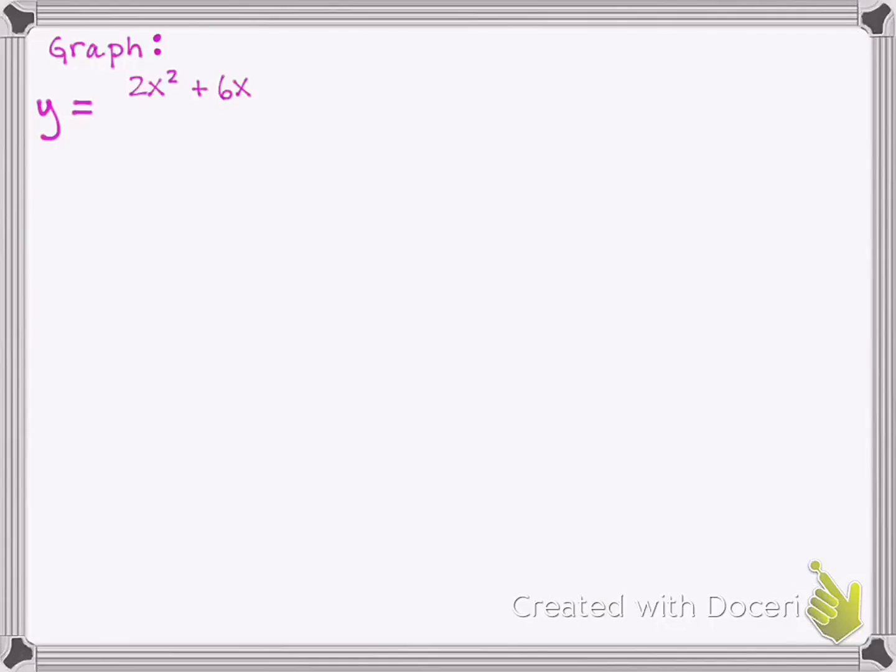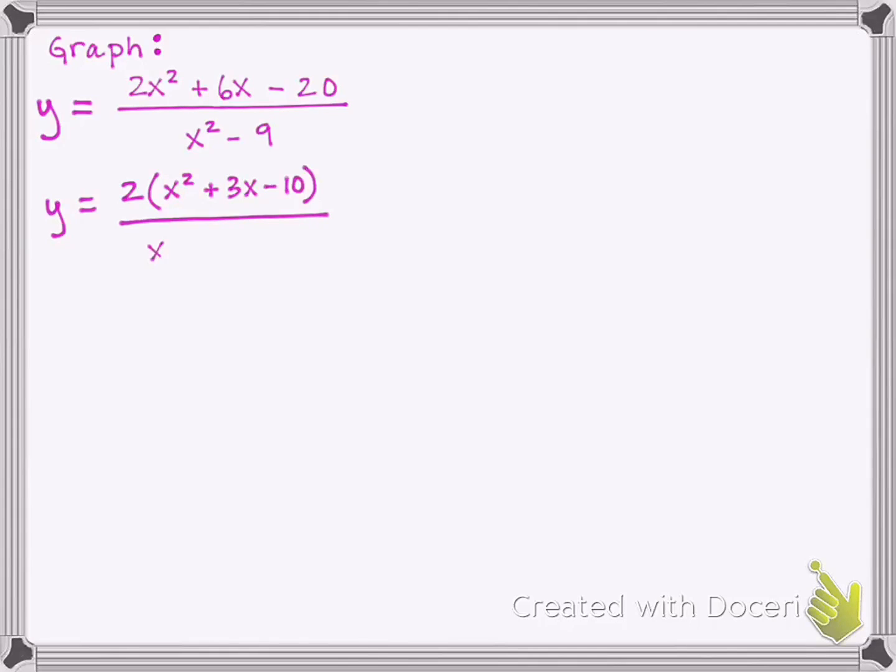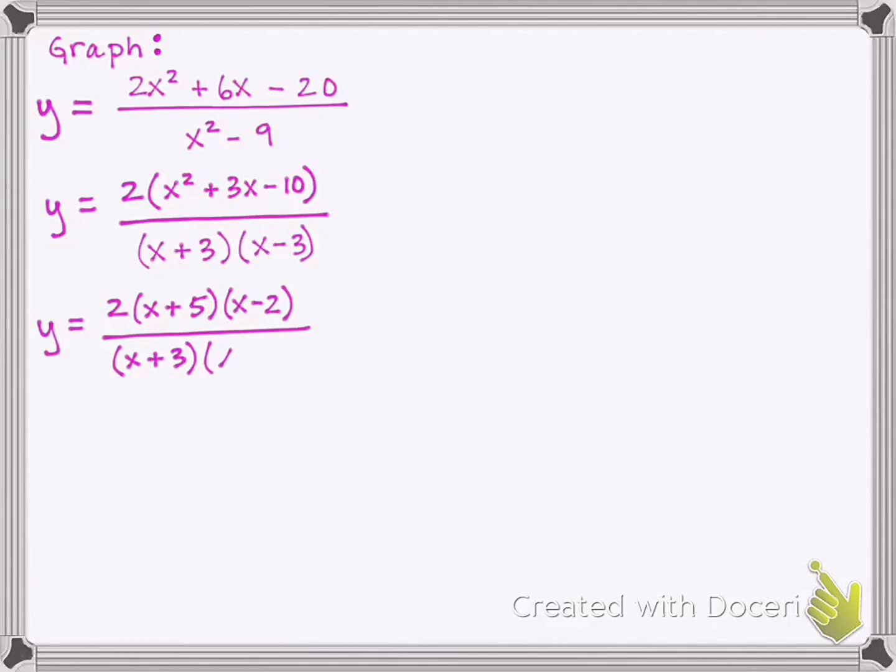So to graph a rational function that looks like this, the first thing that you want to do is factor. Look upstairs, look downstairs, and factor everything as much as you can. So we took out a 2 from the front, and then this trinomial here broke down even further into these two pieces. The bottom was just a difference of squares. Once it's fully factored, we can find quite a few pieces.